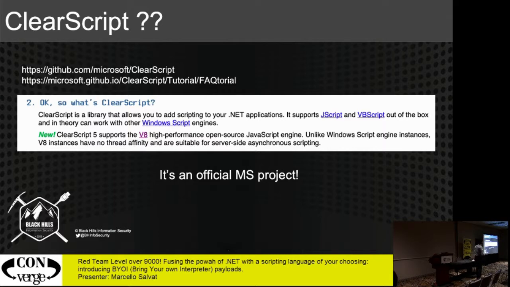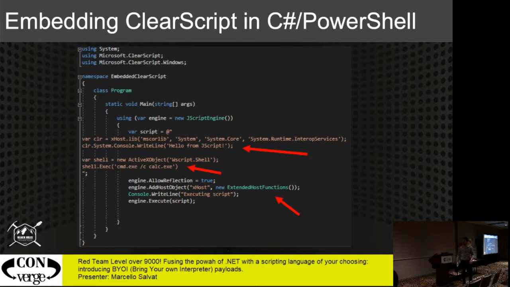It also supports the V8 high-performance JavaScript engine, which is also really interesting, but it needs a lot more assemblies for that. This is an example of some C# code that you can use to embed ClearScript within C#, and we're just calling WScript.Shell ActiveX objects, which will execute a command.